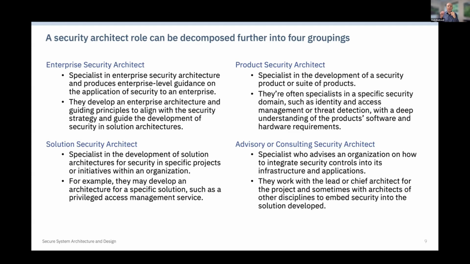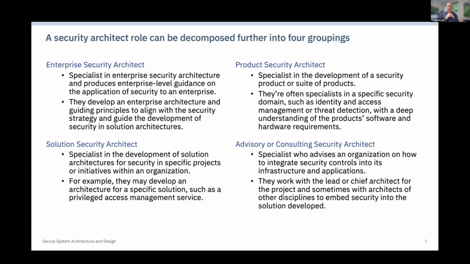They think about specific projects or initiatives within an organization, and they'll develop an architecture for a specific solution. And I give an example: privileged access management service. There are many product architects that you'll meet. So as a solution architect, you'll use products and you'll be gluing together different products. And one of the things about an architect is you're integrating different components together, and that's part of that architectural decision making.